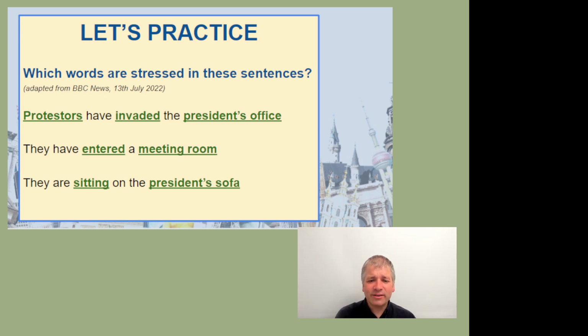Also, I didn't stress are. The verb to be is usually not stressed because the verb to be is not always to provide real meaning. Often the verb to be is to link parts of the sentence together, to introduce a description. And here, are, again, is an auxiliary verb. It's to form the present continuous tense. They are sitting on the president's sofa. So are here just tells us the tense again, so we don't stress that.